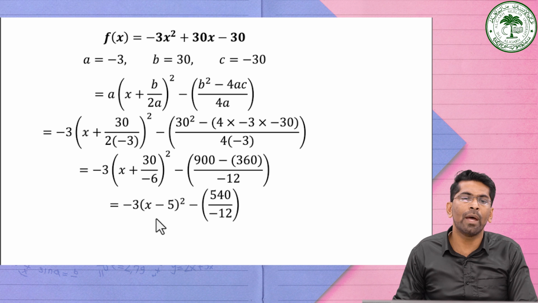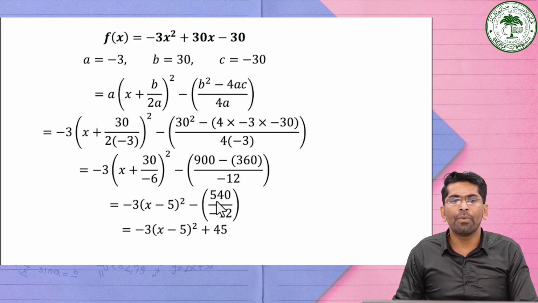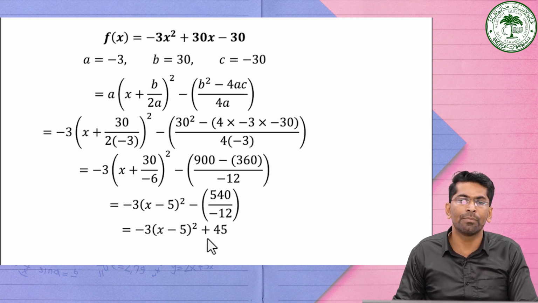Again we can go for simplifying. See, minus 3 into x plus 30 divided by minus 6, which is minus 5. So we are writing here x minus 5 whole square minus, then 900 minus 360, which is equal to 540, divided by minus 12. Again, we are going to simplify this, then it will become minus 3 into x minus 5 whole square plus 540 divided by minus 12, which is equal to plus 45. Why is it plus? Because there is a minus sign here and a minus sign here also. So it will become plus 45.